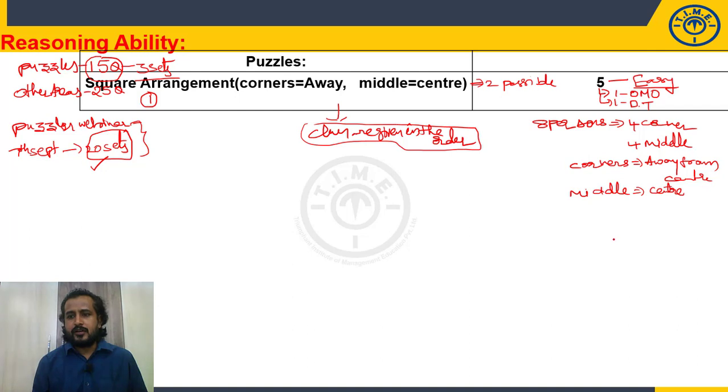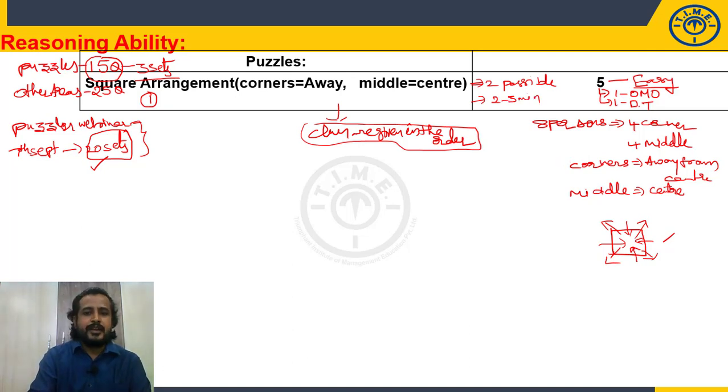8 persons, 4 corners, 4 middle of the faces. 8 persons you need to arrange like this, and the persons at the corners are facing away from the center, and the middle of the faces towards the center. That's it. So this is one basic arrangement, a very easy question. All 5 questions are easy, and the ideal time that we can spend is 2 to 3 minutes to solve the puzzle and to answer the given questions. Very easy set. Even this puzzle we discussed during our webinar.